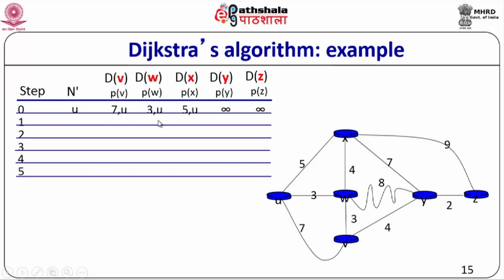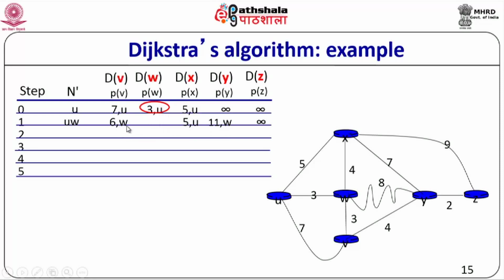So, what we do now is you choose one W, right, and move it to this. W is the one which has the least cost. So, I move it to my N dash, and now what is it that I will do? I will now update the values to V, X, Y if I have a new path through W. Look at what happens here.